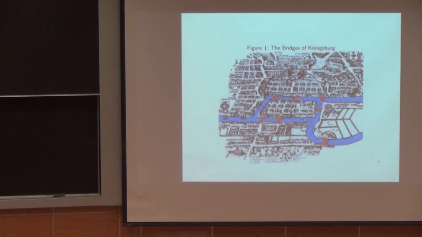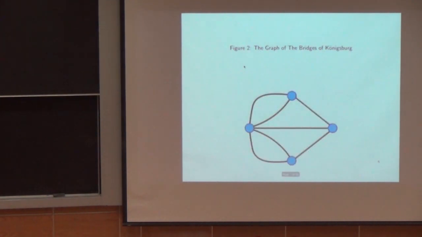the Tsarina, by Katerina the Great, and Euler did what mathematicians do: abstracted. So he says, well, every piece of land can be collapsed into one point, and the edges are the bridges. So we get this graph, and the question is, does this graph have an Eulerian cycle?